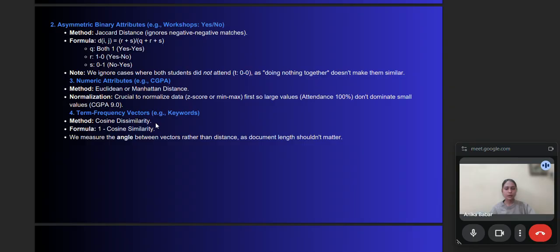Fourth, we have term frequency vectors. The method we use is cosine dissimilarity. The formula we use is 1 minus cosine similarity. We measure the angle between vectors rather than distance, as document length shouldn't matter.